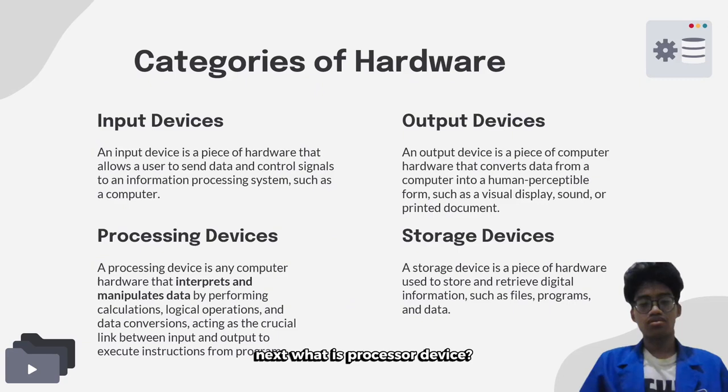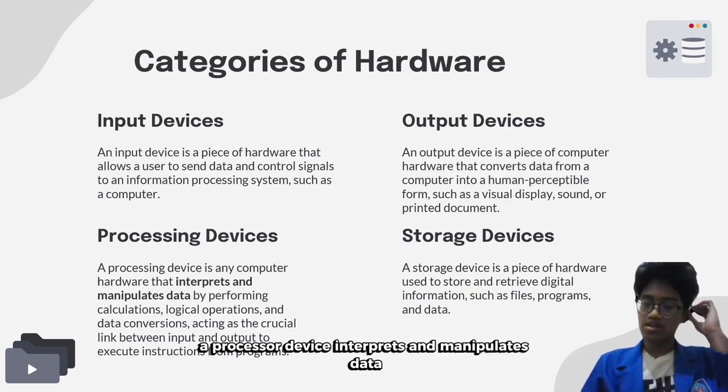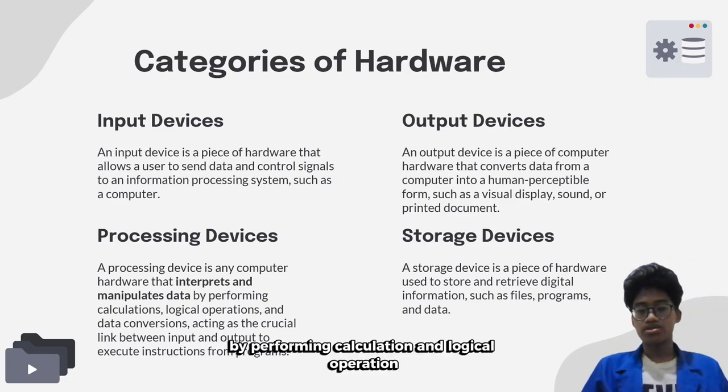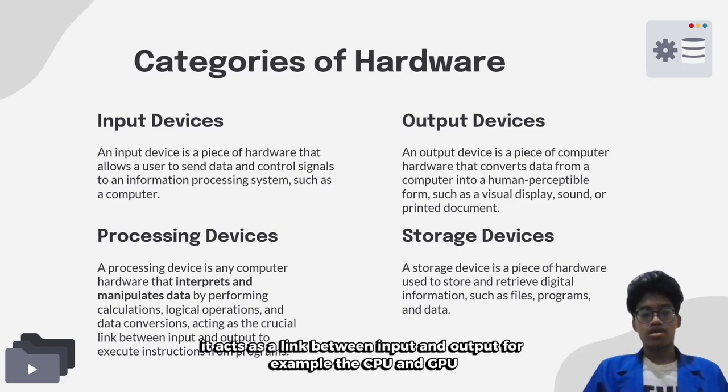Next, what is a processing device? A processing device interprets and manipulates data by performing calculations and logical operations. It acts as a link between input and output. For example, the CPU and GPU.